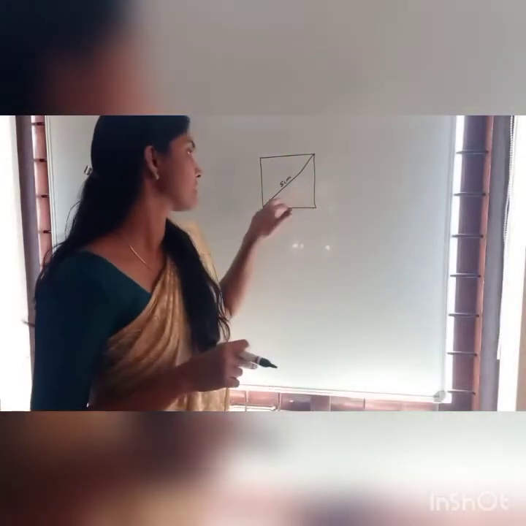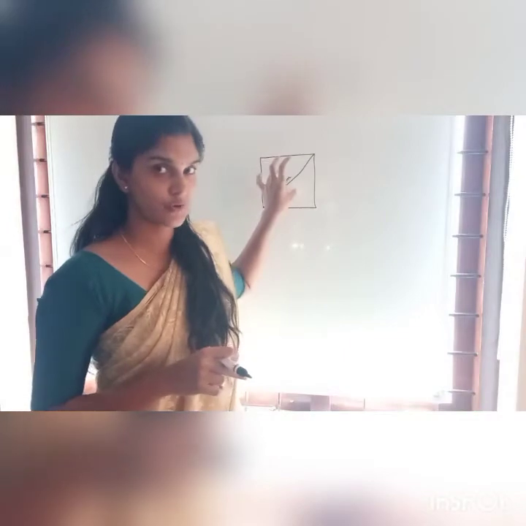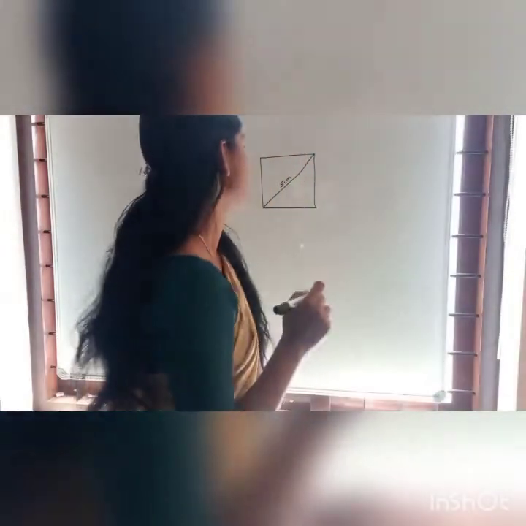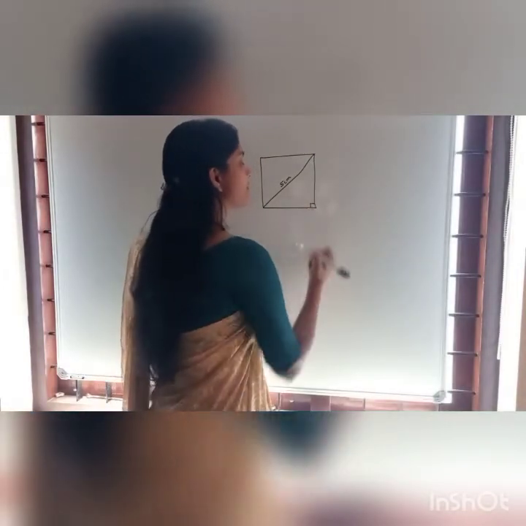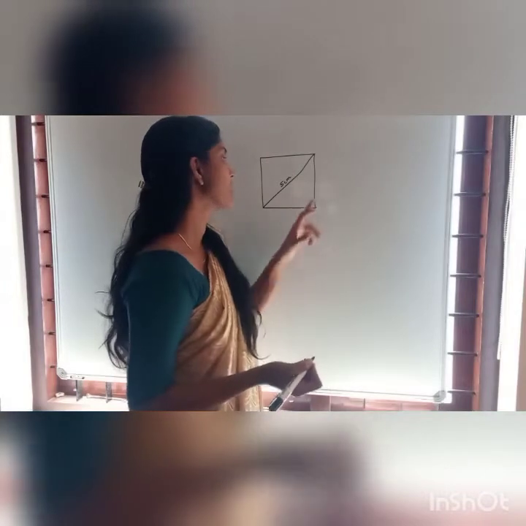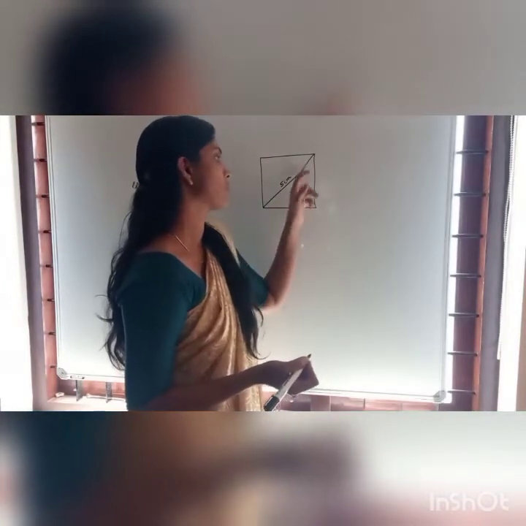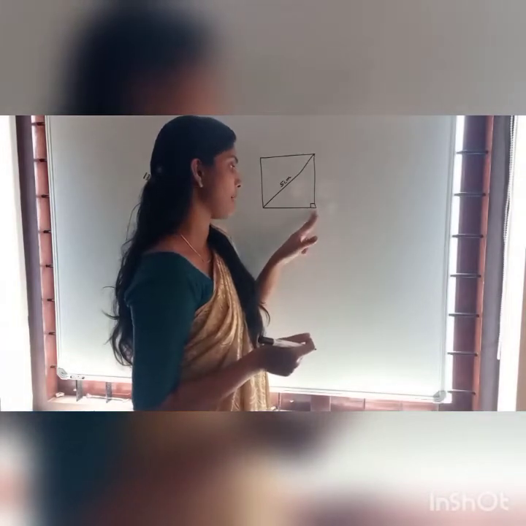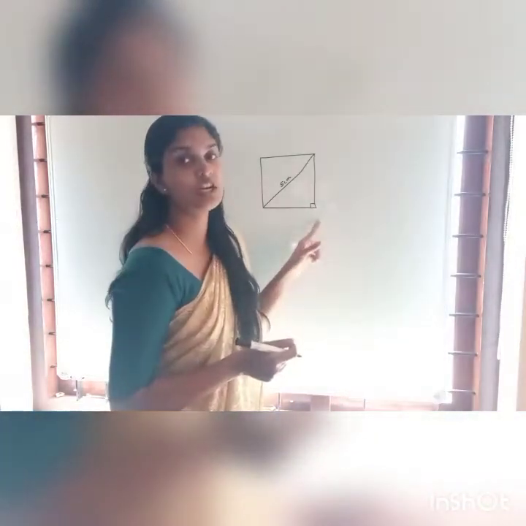Here, the diagonal splits the square into 2 triangles. Now, what is the speciality of the angles of the triangles? Yes, one angle is right angle, right? This angle will be of right angle. Because why? All angles of the square are 90 degree. So this is the angle of the square, and so this will be of measure 90 degree.